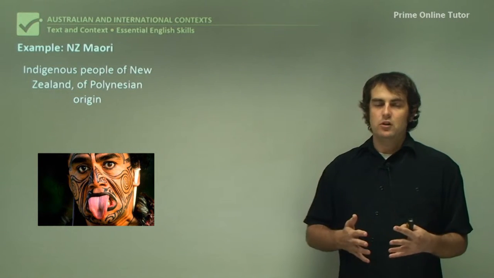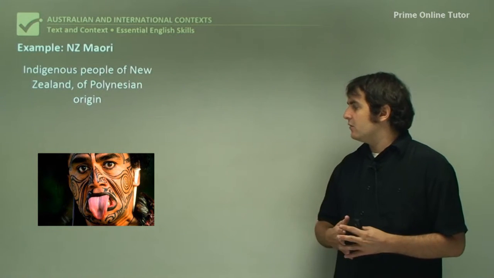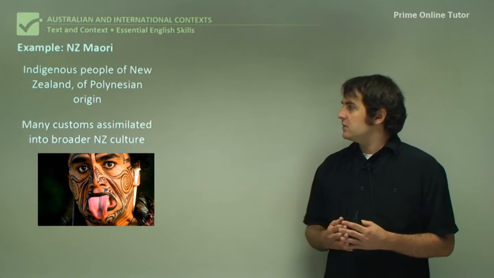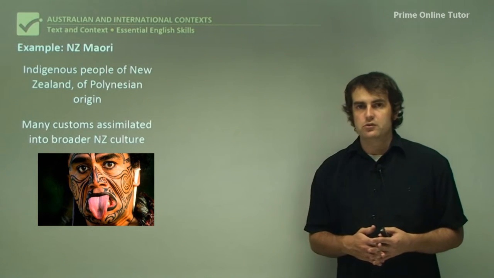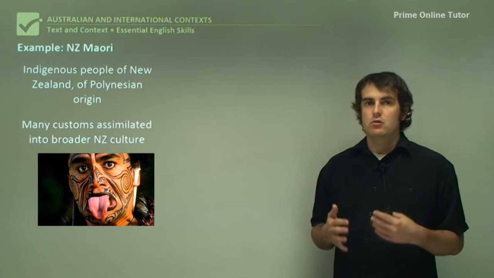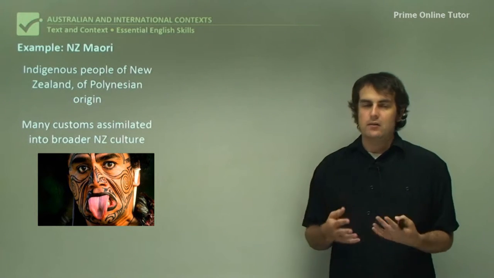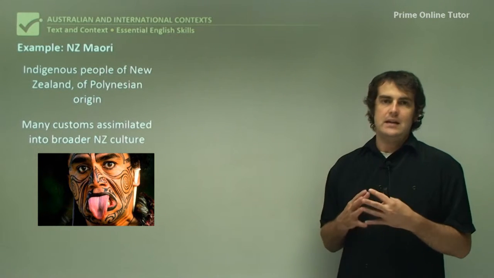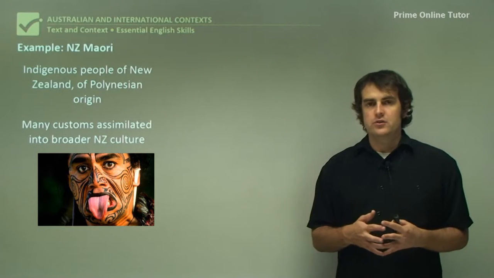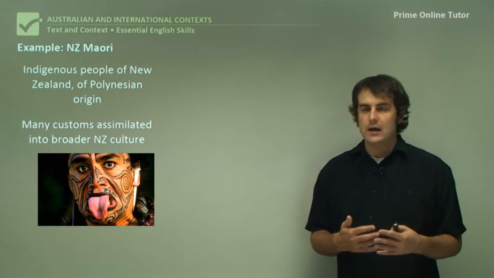But not all Maori people live like that, and certainly not everyone has that kind of body art. First of all, many of their customs have assimilated into broader New Zealand culture, which means that a lot of Europeans have taken on a lot of the Maori culture as part of their own as well. So the culture between the Maori and Europeans has sort of blended together. I wouldn't call it homogenous, but it has sort of assimilated and become part of it.